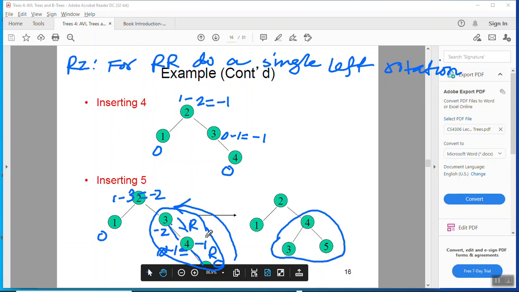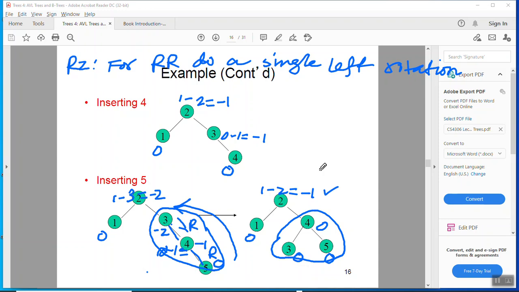Okay, now let us check the balance factor. For this one balance factor 0, this one balance factor 0. For this one, balance factor 1 minus 1 is 0. For this one, balance factor 0. For this one, balance factor is 1 minus 2, equal to negative 1. Then it is okay. This is an AVL tree, right?